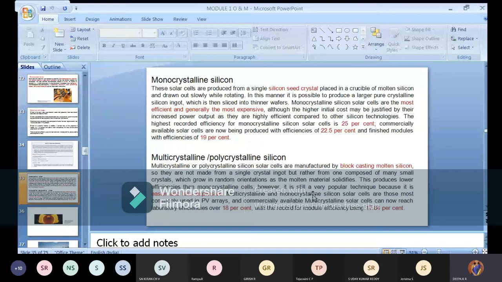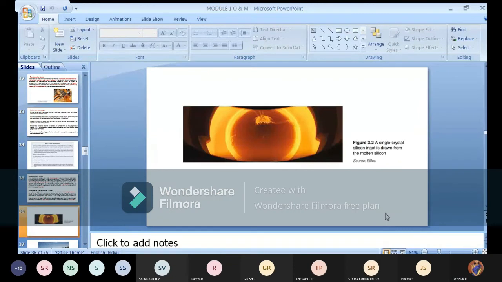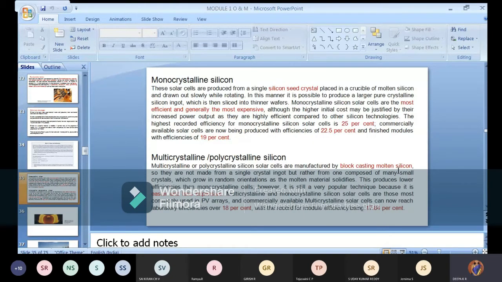And commercially available multicrystalline solar cells can now reach the laboratory efficiency. Means while testing, when you're manufacturing, you're getting 18%. But when you're using it in a practical implementation, it is hardly 17.84%. But this is 19 and this is 17.8. So there is a small variation of production efficiency from a multicrystalline cell. Just note down these points. Block casting molten silicon. Wherever I highlighted in red color, you can note it down as a point or you can remember it.